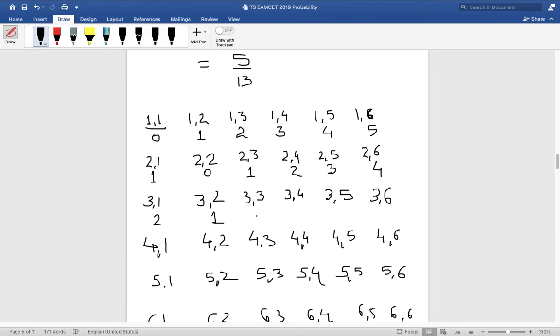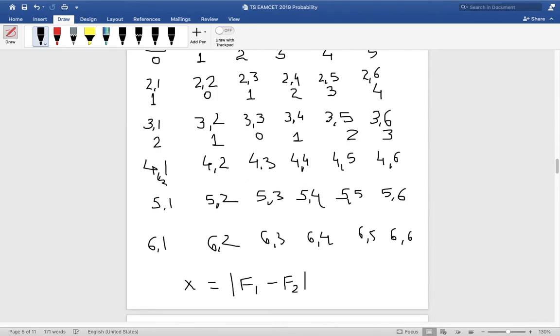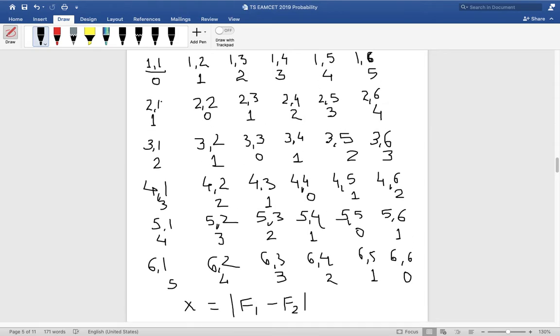So 2 here, 3 here, 4 here, over here 2, 1, 0, 1, 2, 3, then 3, 2, 1, 0, 1, 2, then 4, 3, 2, 1, 0, 1, and 5, 4, 3, 2, 1, 0. Now another boring work you have to do is count the number of zeros.